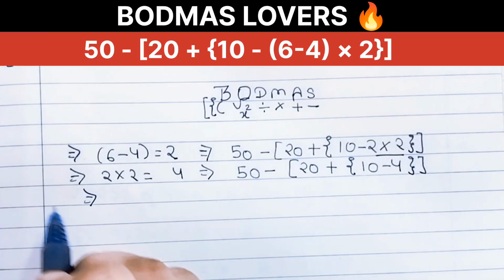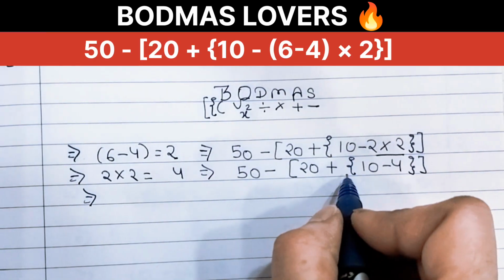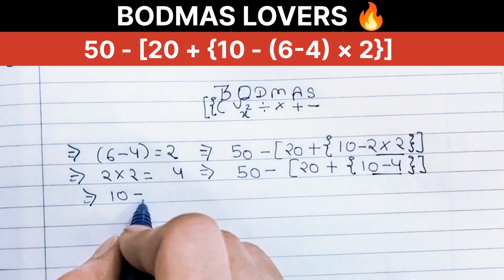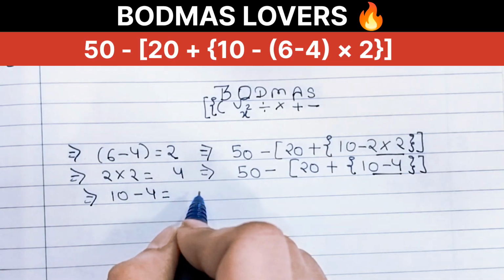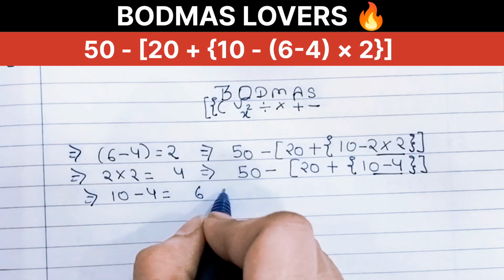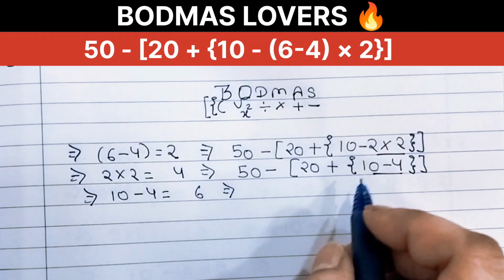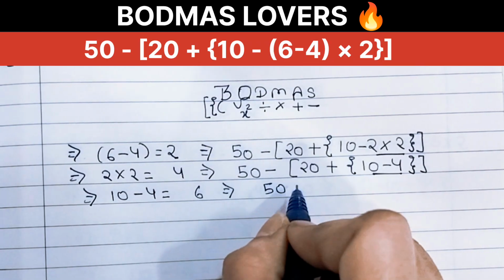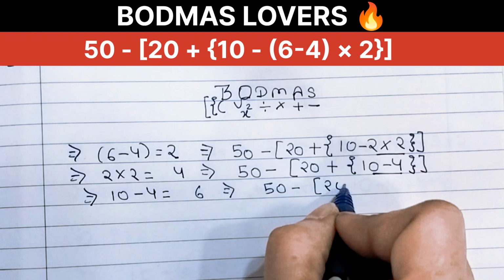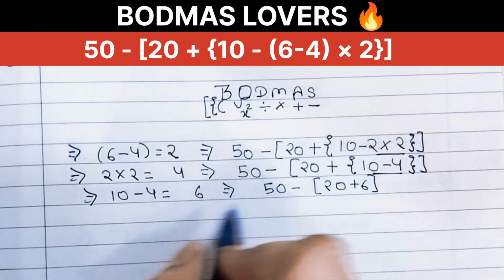Move to next step. Subtract inside the curly braces. Now there is a subtraction. So now the subtraction is 10 minus 4, and we'll get 6. According to this step, we completely remove the curly braces. And now the current expression becomes 50 minus square bracket 20 plus 6. Now the square bracket off.